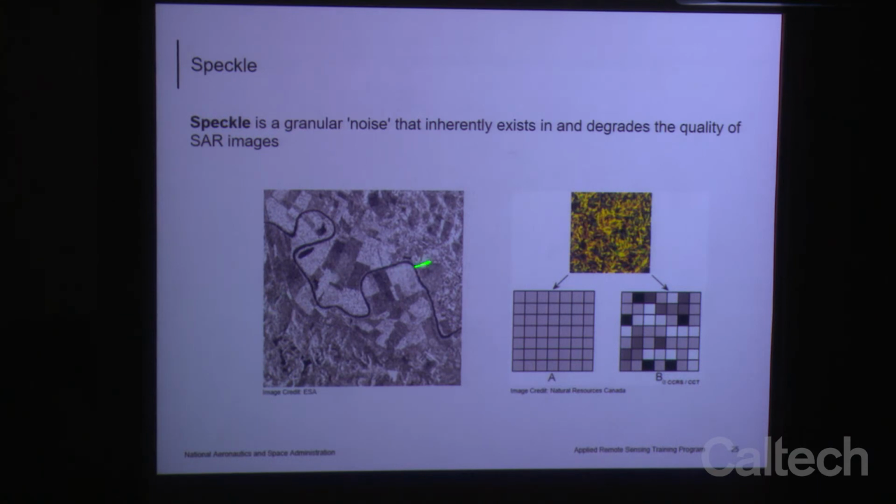You can get areas where it's very bright, where you have constructive interference, and you get sort of this salt and pepper effect where areas that are very dark have destructive interference with the neighboring scatterers. We can handle that by various kinds of spatial or temporal smoothing filters, but speckle is very well defined. We know it's a Rayleigh distributed process. We can show that. So we know the statistics of speckle, and we can handle it in various ways.